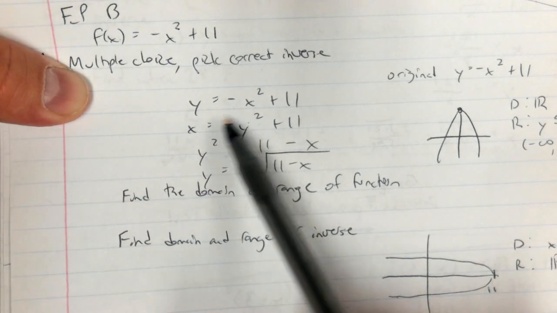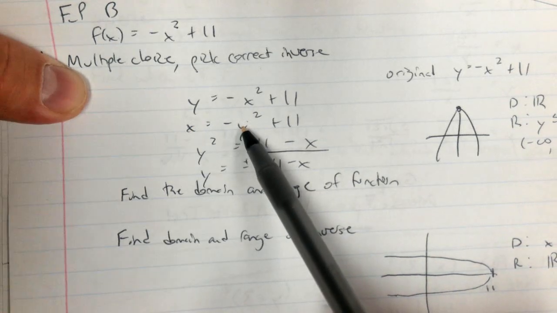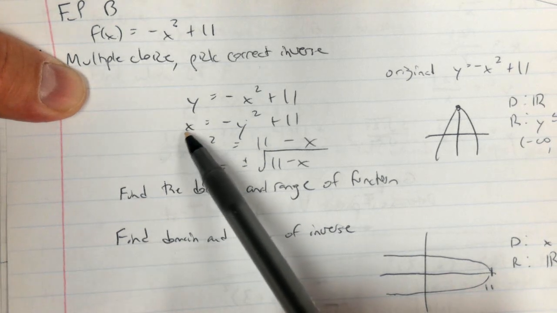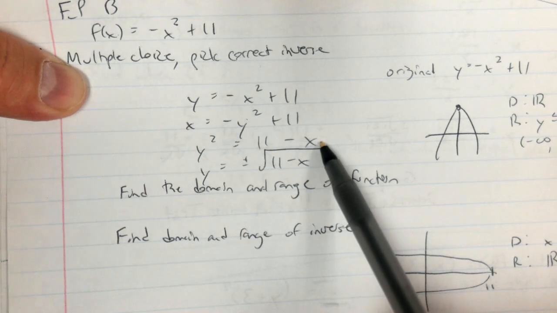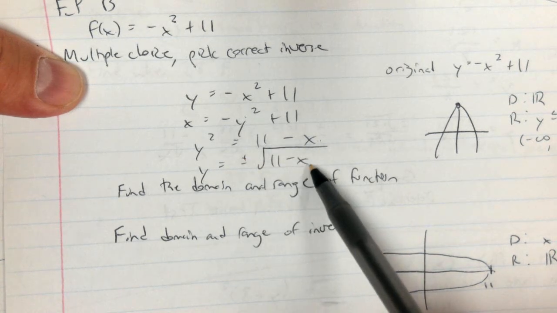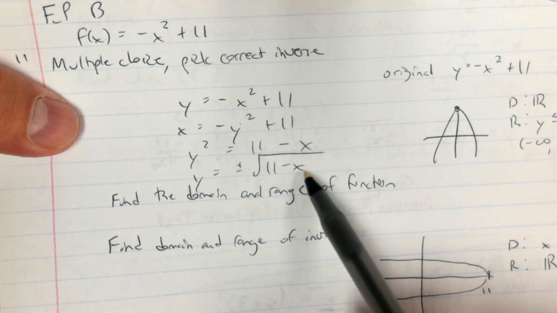So we move the y squared from the right to the left, and we move our x from the left to the right. And so then you have plus and minus the square root of 11 minus x. So that would be your inverse.